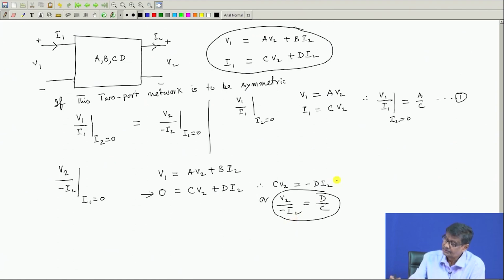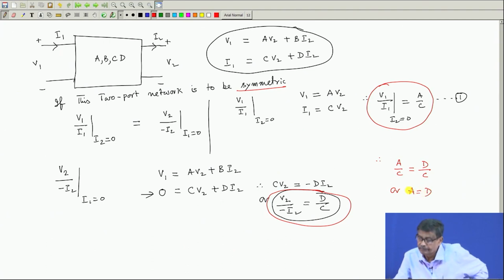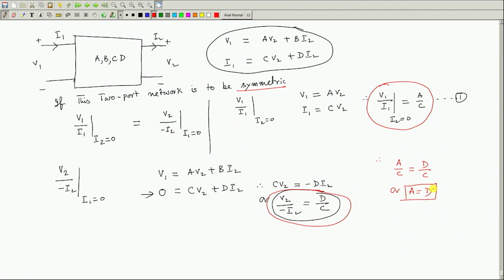And so, these two should be equated, this and this one should be equated. So, what will be the result? Therefore, to be symmetric, these two should be same, that is A by C should be equal to D by C, or A equal to D is the condition. Is that clear? A equal to D will be the condition.